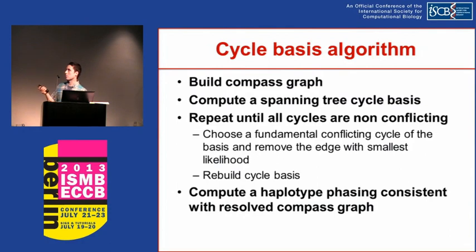Then we repeat the following process until all cycles are non-conflicting. We choose a fundamental conflicting cycle, we remove the edge with the least evidence, and then we rebuild the cycle basis. Then we can compute a haplotype phasing that's consistent with the resolved compass graph that doesn't have any of these conflicting cycles anymore.